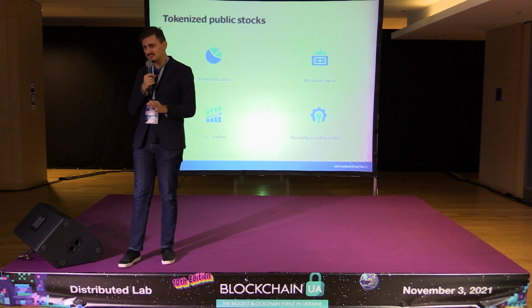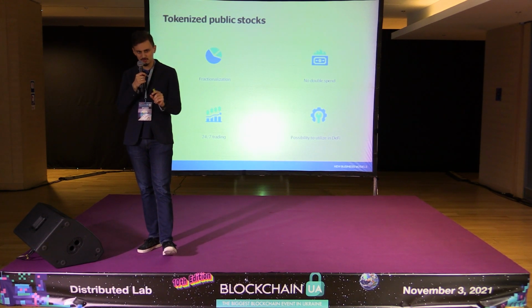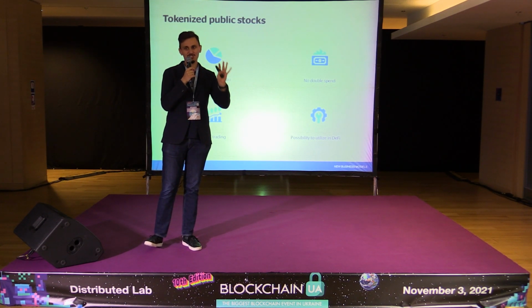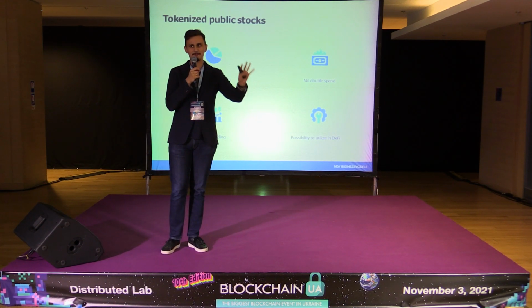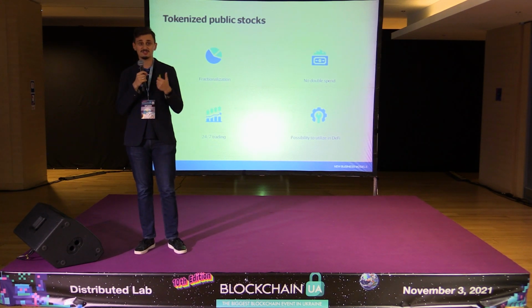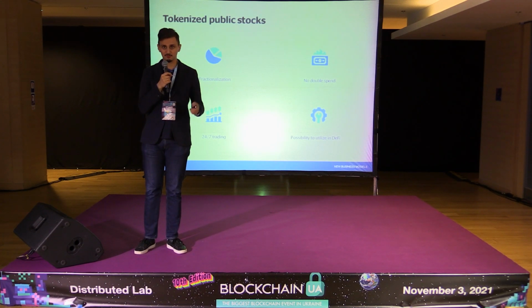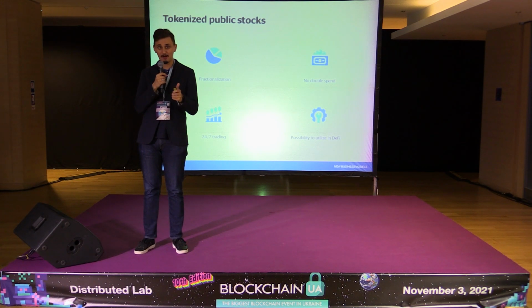Now let's speak about tokenized public stocks, because currently the majority of asset tokenization is applied to private securities, to equity, to debt issued by private corporations that are not listed on stock exchanges. But it is possible as well to apply tokenization to public stocks such as Apple, Tesla, etc. Why would you do it? There are multiple reasons. One is that you can fractionalize existing public shares.